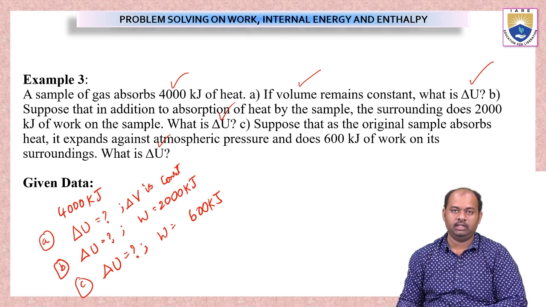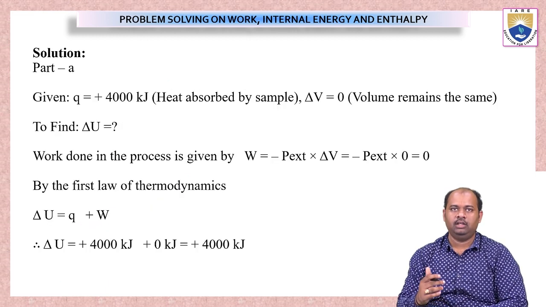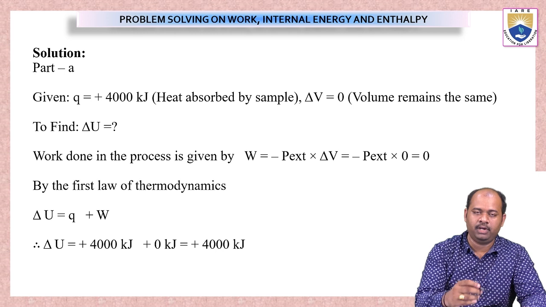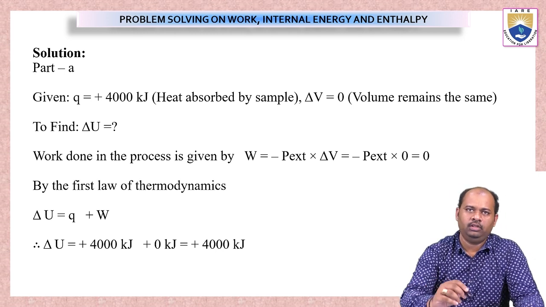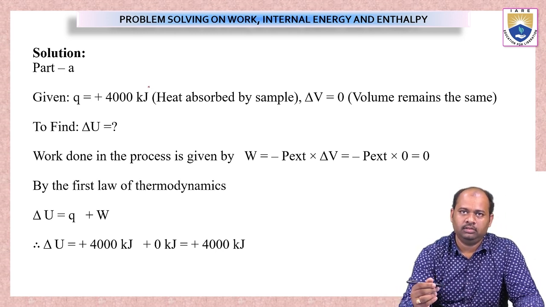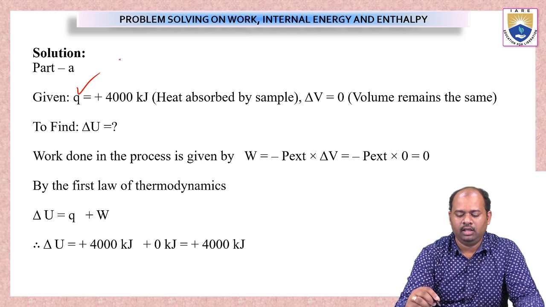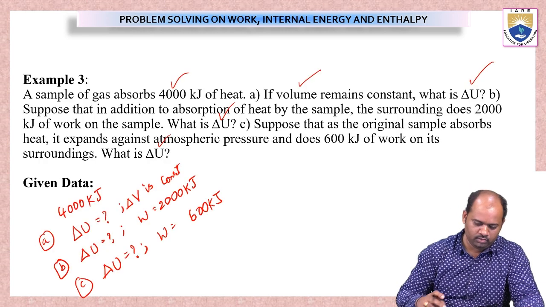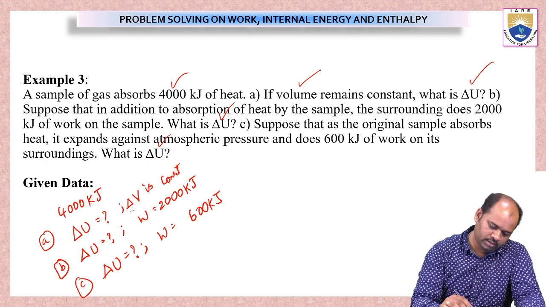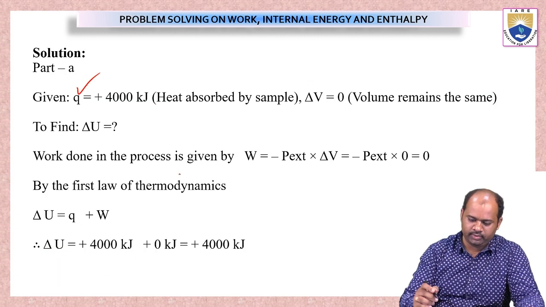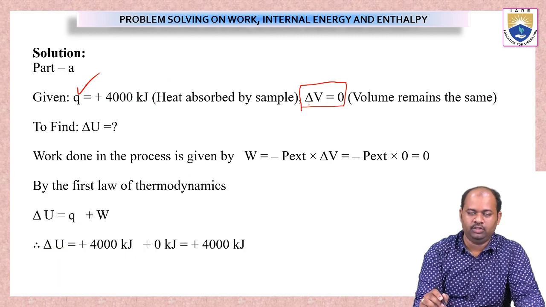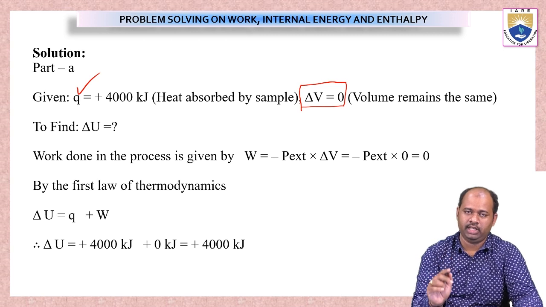Now we have to calculate the internal energy in 3 different cases. Now let us see part 1, that is part A. So here 4000 kilojoules of heat is absorbed by the sample. So this amount of energy we have taken as Q is equal to 4000 kilojoules, and change in volume is given in the question. The volume is same because delta V is equal to constant. So that is why here delta V is taken as 0.